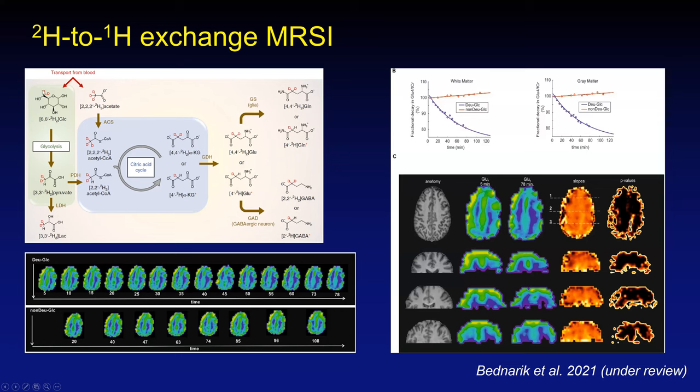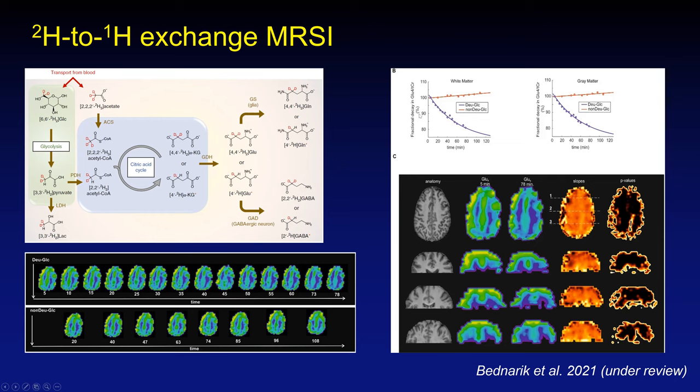But when we gave approximately 50 grams of deuterated glucose, you can see quite nicely here on these metabolic maps, over a bit more than an hour, that when you do give deuterated glucose, you see a drop in the signal intensity of the glutamate, because it starts to be deuterated, which is in the order of about 15 to 20%. While when you make a control experiment with non-deuterated glucose, so essentially dextrose, then you do not see major differences here.